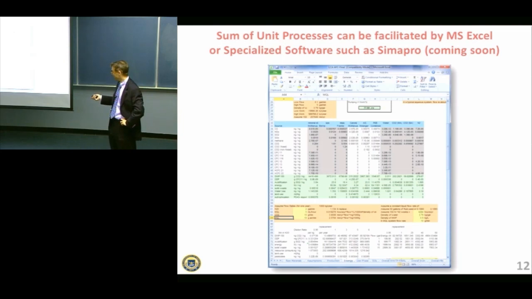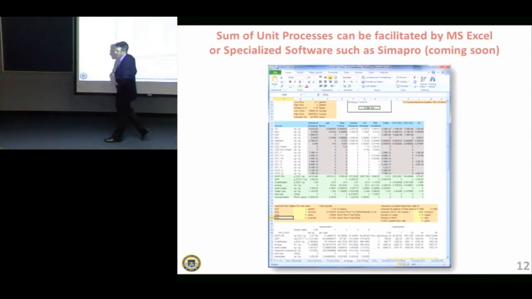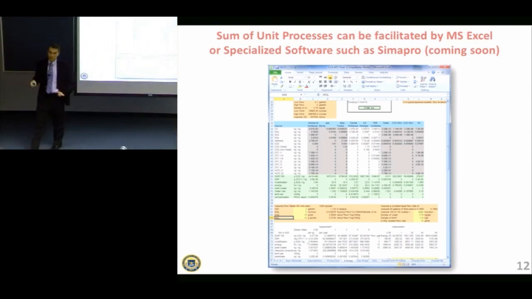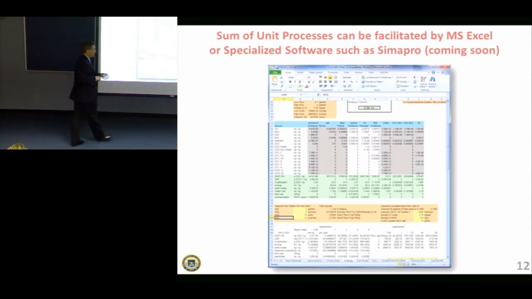So this is the energy tab in the Excel spreadsheet. What you're looking at here, based on certain assumptions regarding the flow rate, is what the emissions are. So you see things like carbon monoxide and NOx and sulfur oxides, et cetera. You see ozone depletion potential. These are midpoint impact metrics I'll say more about in a few minutes. So this is just the energy tab.